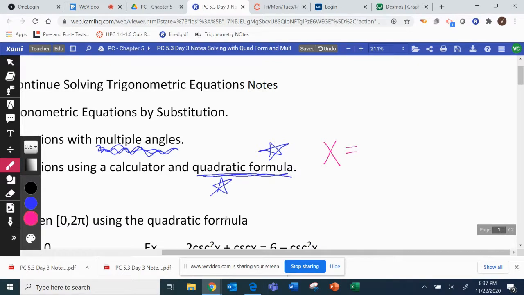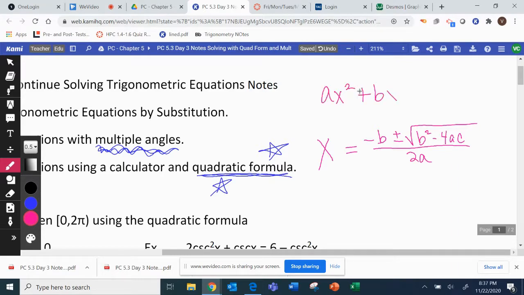So we always start with what we're trying to solve for. Usually in Algebra 2, it was an x, and it's to the tune of Pop Goes the Weasel. x equals opposite b plus or minus square root b squared minus 4ac all over 2a. And that's for quadratic equations in the form of ax squared plus bx plus c equals 0.